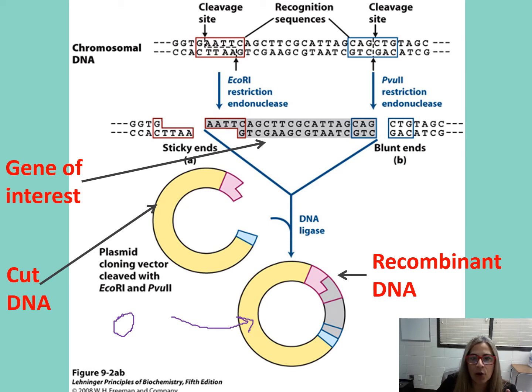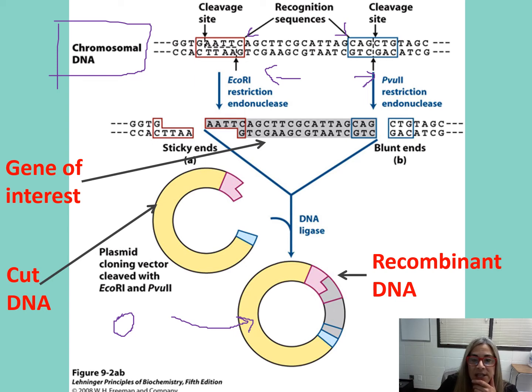So, okay, here we have our chromosomal DNA, and this is going to be our donor DNA. So we have found the site that we want, and the cleavage site just means where it's going to cut. So we have the recognition sequences, so the restriction enzyme knows where to go. And then when the restriction enzyme is added, this time we're actually adding two, so we have the EcoRI and we also have the PvuII. So essentially we add the restriction enzymes to the donor DNA.